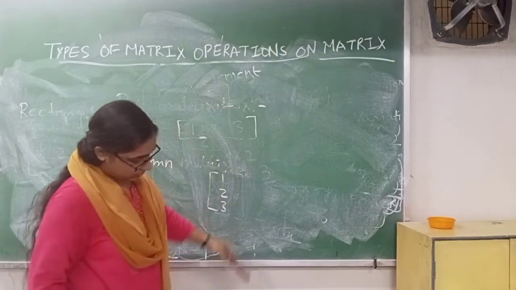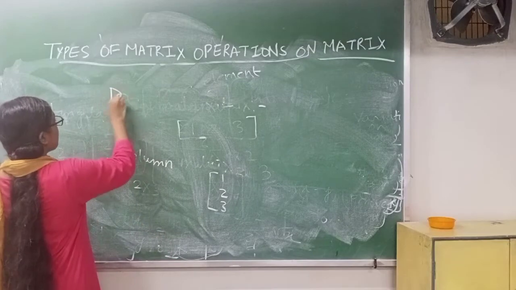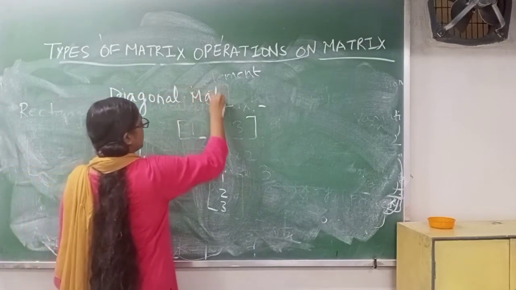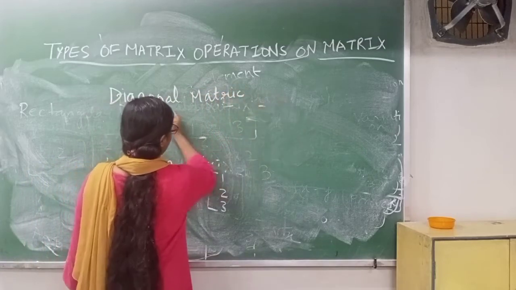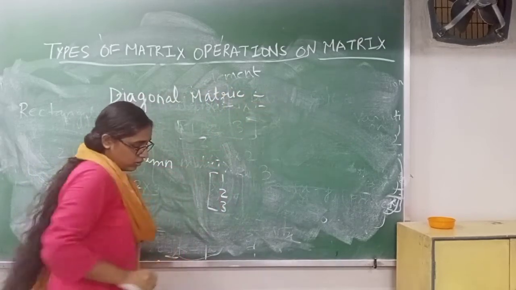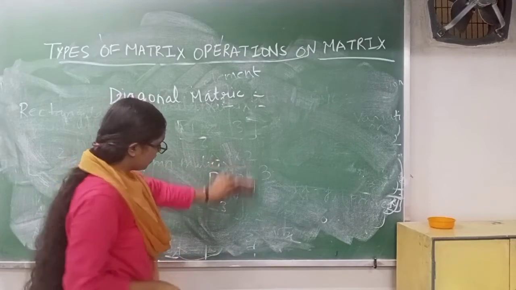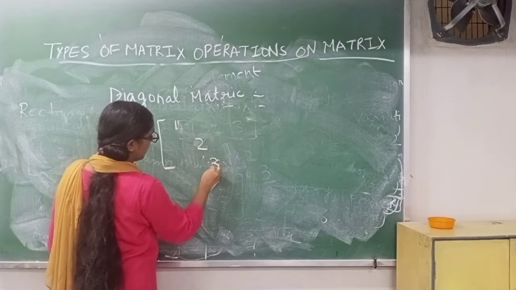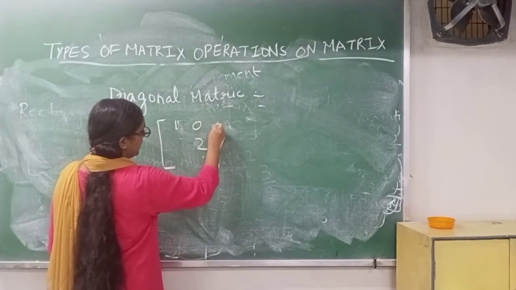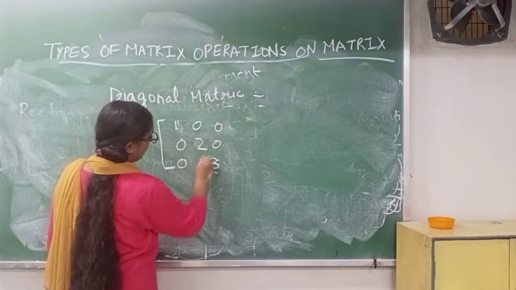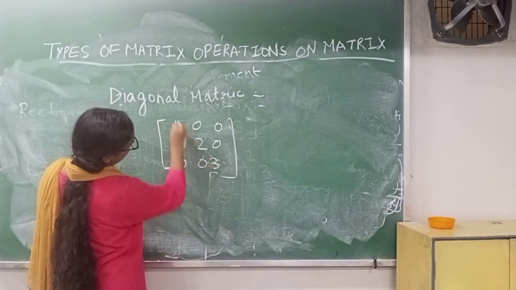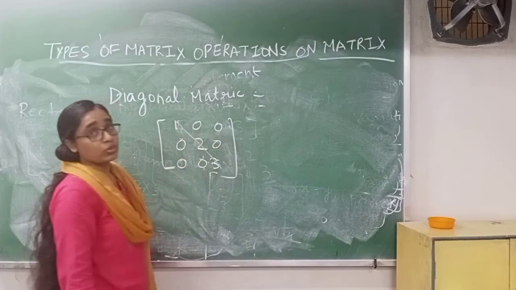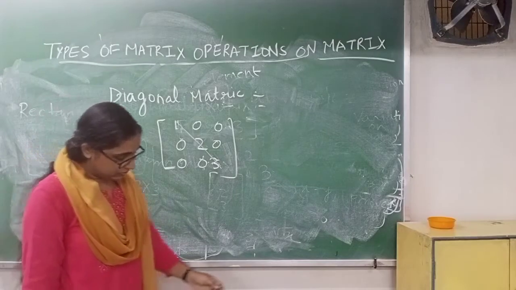Now diagonal matrix. What is a diagonal matrix? A diagonal matrix is a matrix in which elements are present only on the diagonal, meaning 1, 2, 3, and the other elements will be 0. Can you see this one? On the diagonal we have elements 1, 2, 3, but elsewhere we have 0. This is known as a diagonal matrix.